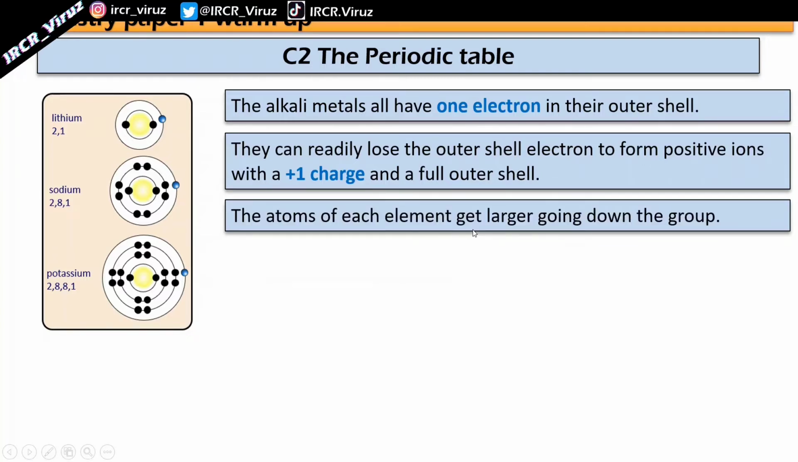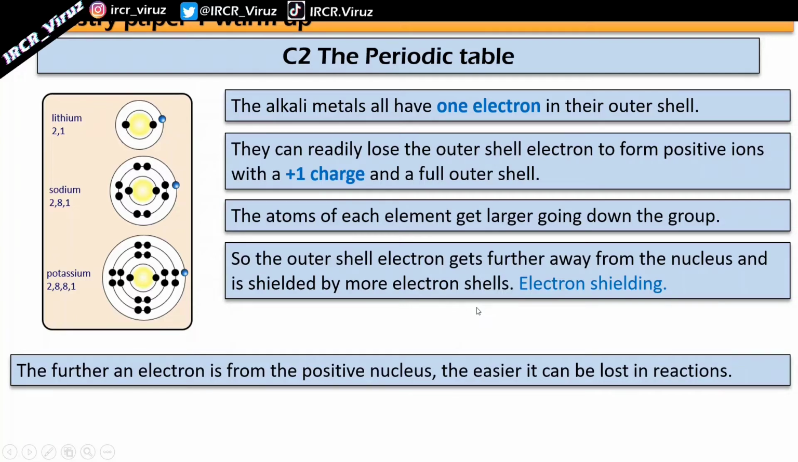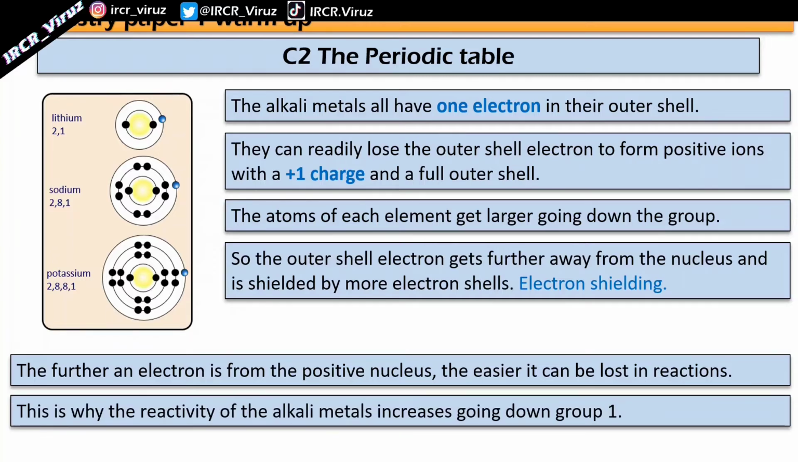So the atoms of each element get larger as they go down the group, so the outer shell electron gets further away from the nucleus. It is shielded by more electron shells. This is called electron shielding. The further the electron is from the positive nucleus, the easier it is for it to be lost in a chemical reaction, okay? This is why the reactivity of the alkali metals increases going down group 1.